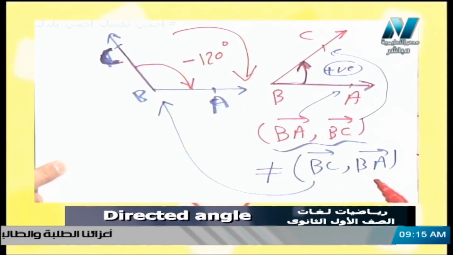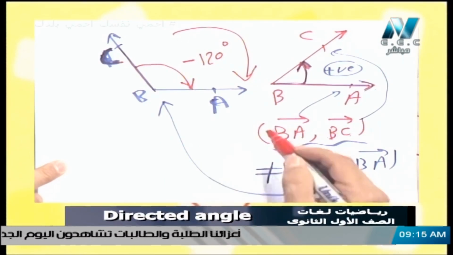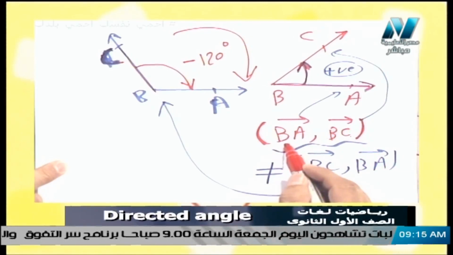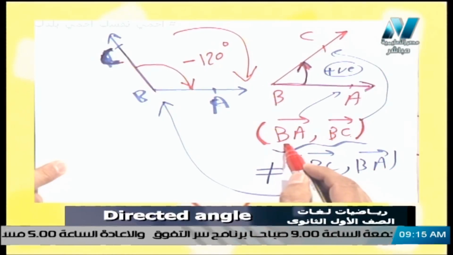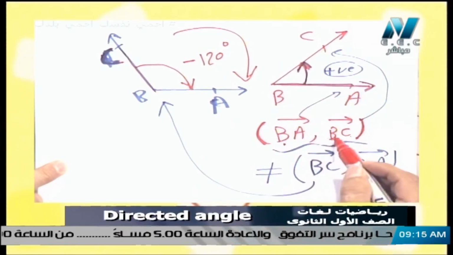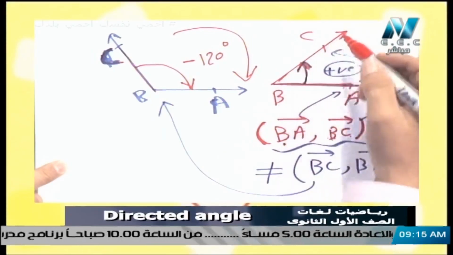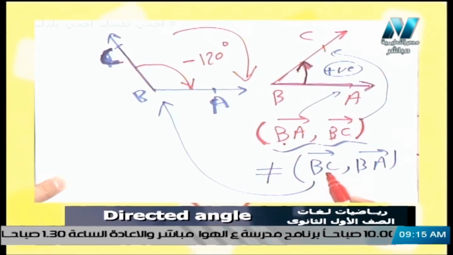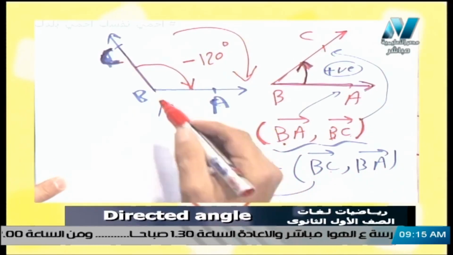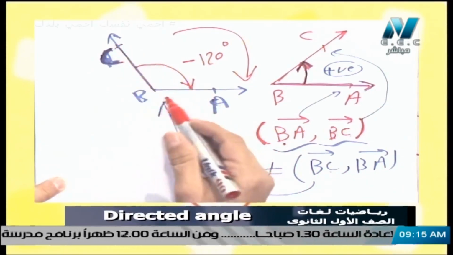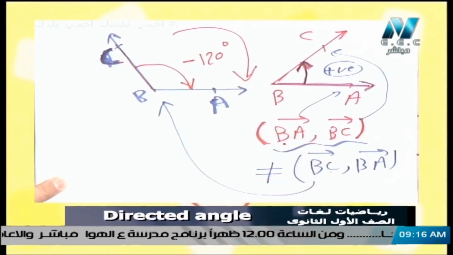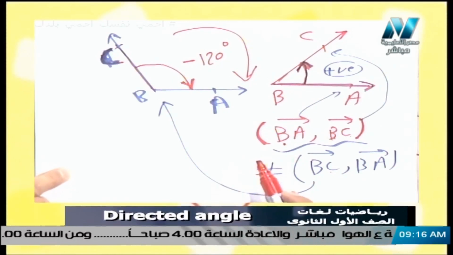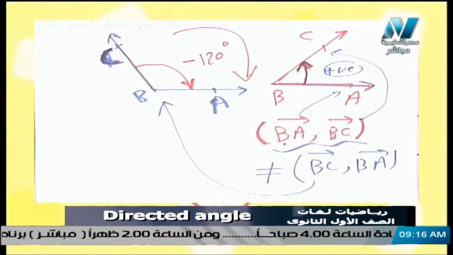Okay, so it's very important to notice that in the ordered pair, the beginning side means the initial side, and the terminal side means terminal, and this is the direction of it. But here BC and BA, we're starting with BC and ending with BA, so the direction here is this direction. It will be negative because it is in the clockwise direction.